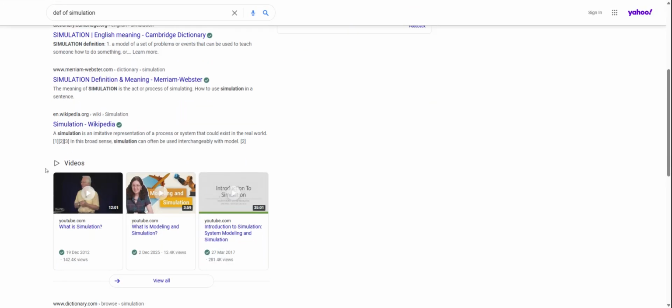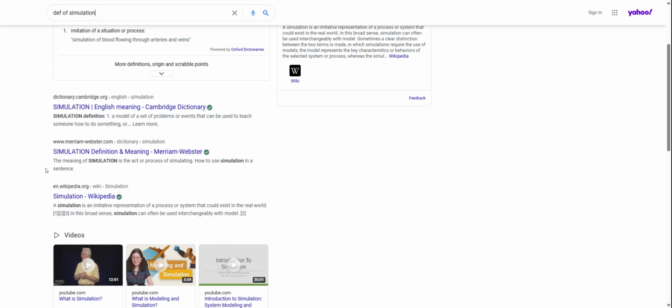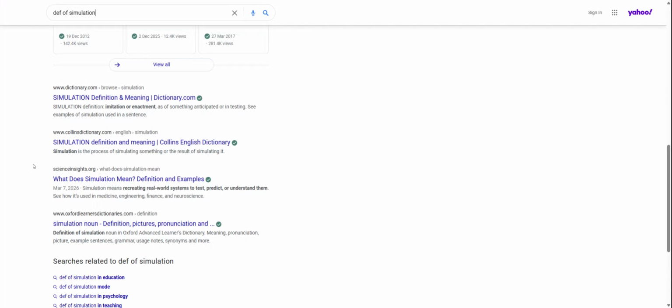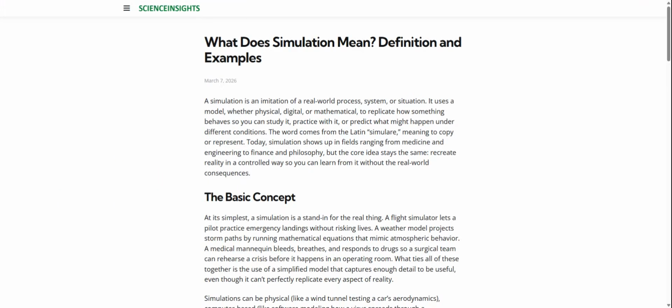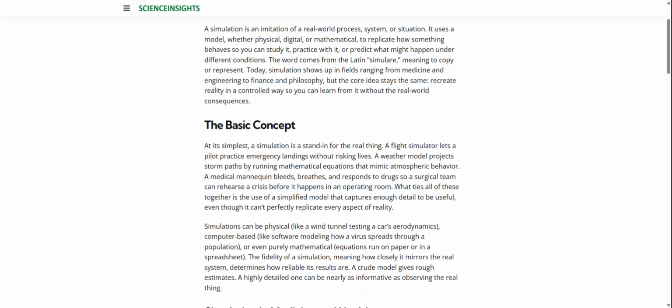So the selected system or process in this case would be this captivity we're in, like we're in the last few days of our captivity to end. What does simulation mean? In its simplest, a simulation is a stand-in for the real thing. The real thing is going to be the kingdom. That's the real deal. But in this simulation that we're in right now, we learn the difference between good and evil.